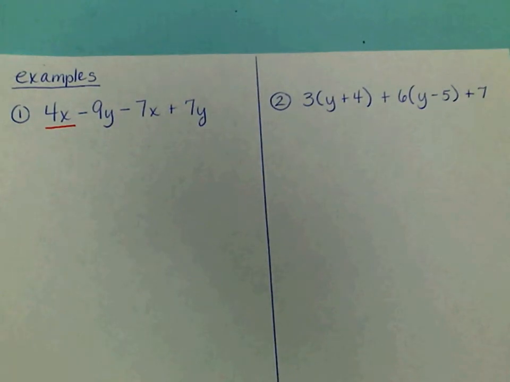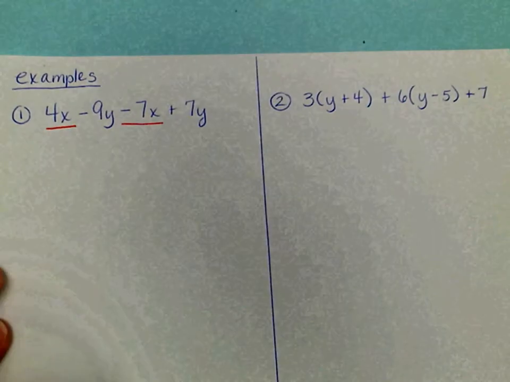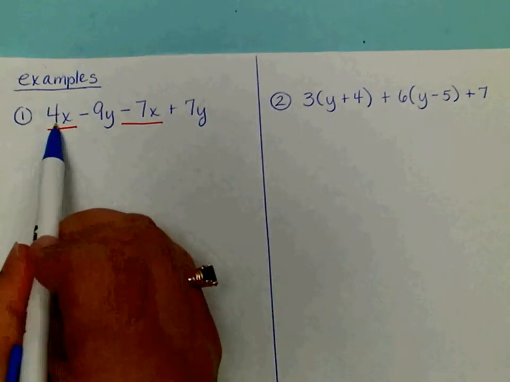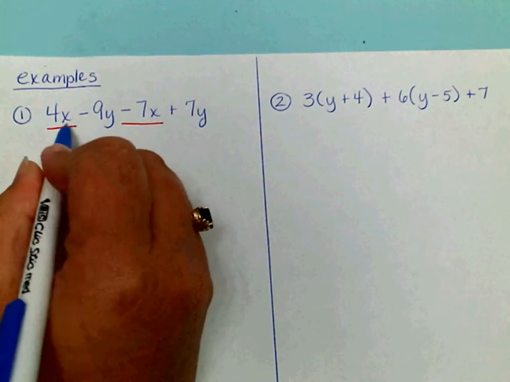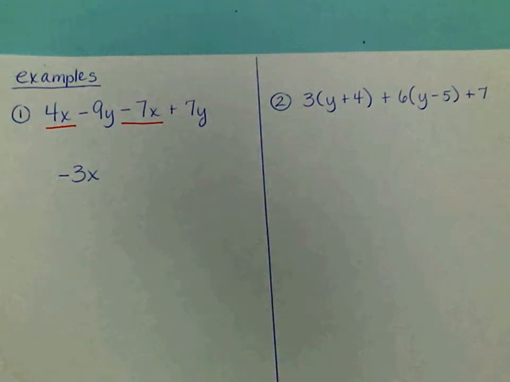So I want to look to see, are there any other terms in that expression that also have a variable of x in them? And yeah, if we skip over, there's a negative 7x. So we want to combine those two together. So now we have 4 minus 7, which is negative 3. And they both have that variable of x, so we always hold on to that. It's kind of like thinking about if you have 4 apples and you add 3 apples to it, you still have apples in the end.